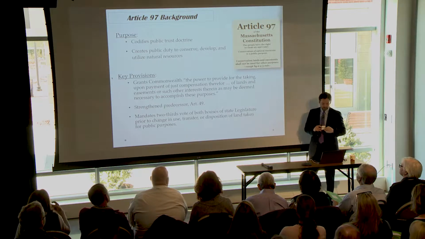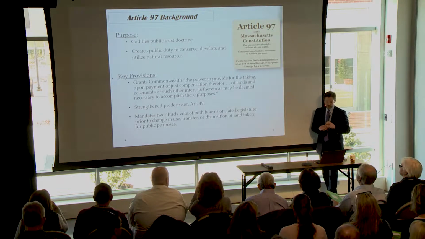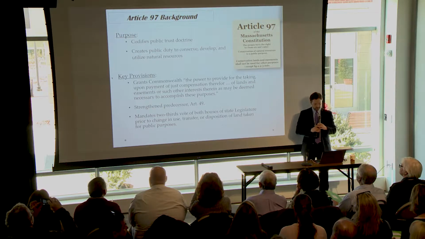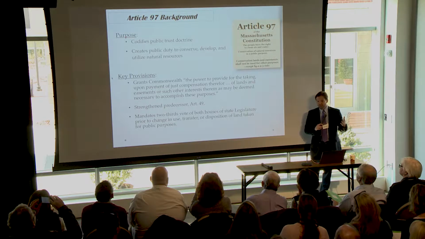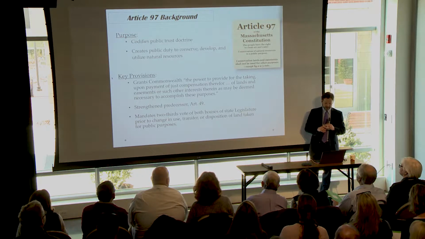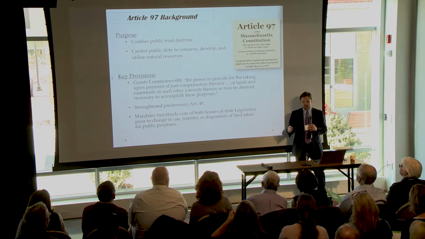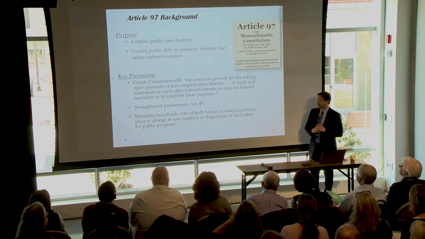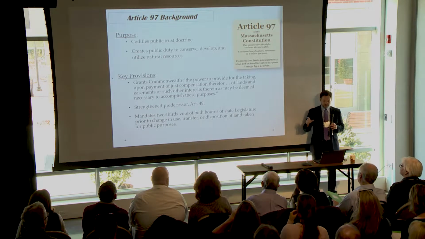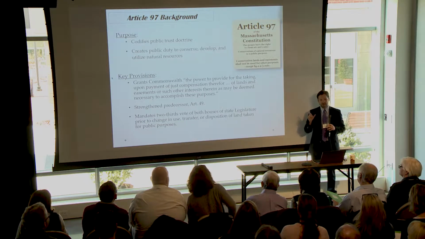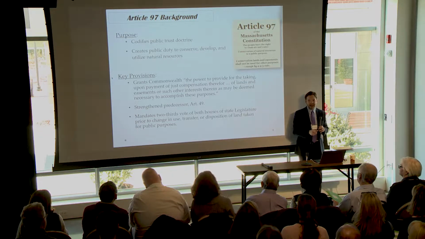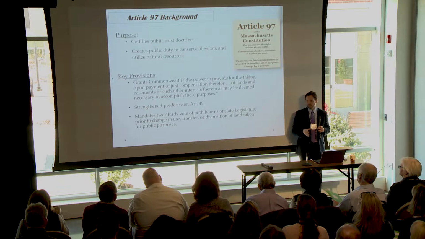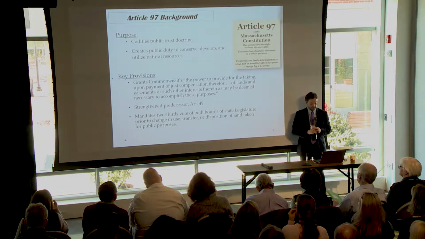And here are some of the key provisions of it, granting to the Commonwealth the power to provide for takings, and it strengthens its predecessor. And most importantly here, this final point, it requires a 2/3 roll call vote of both houses of the legislature if land is going to be taken out of Article 97 purposes or used or designated for another use.